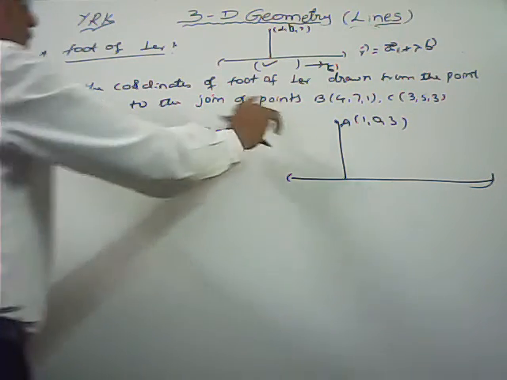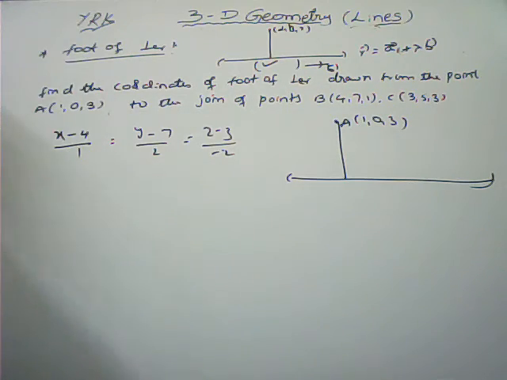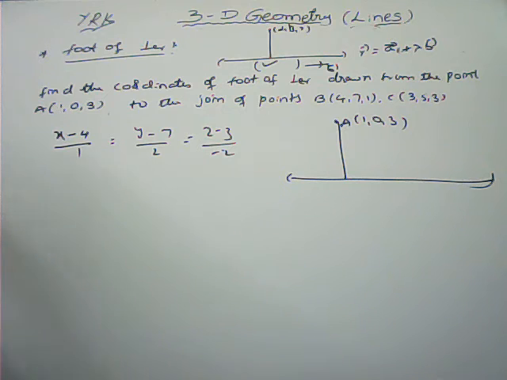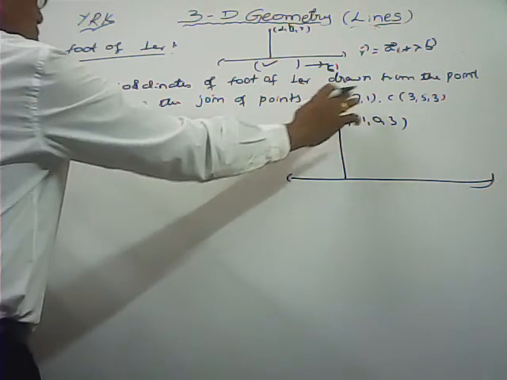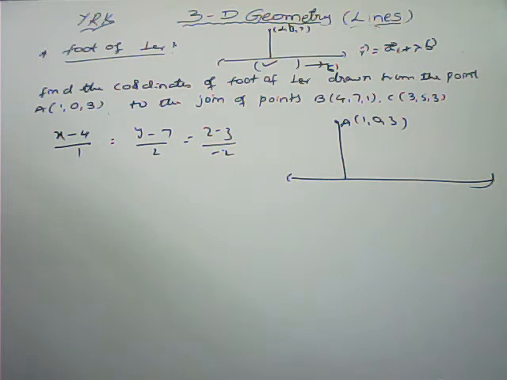Here, since the line passes through both the points, instead of the 2 you can take any one of the points only, x1, y1, z1, any one of the points out of the 2. But the DRs of a line passing through 2 points are x2 minus x1, y2 minus y1, z2 minus z1.